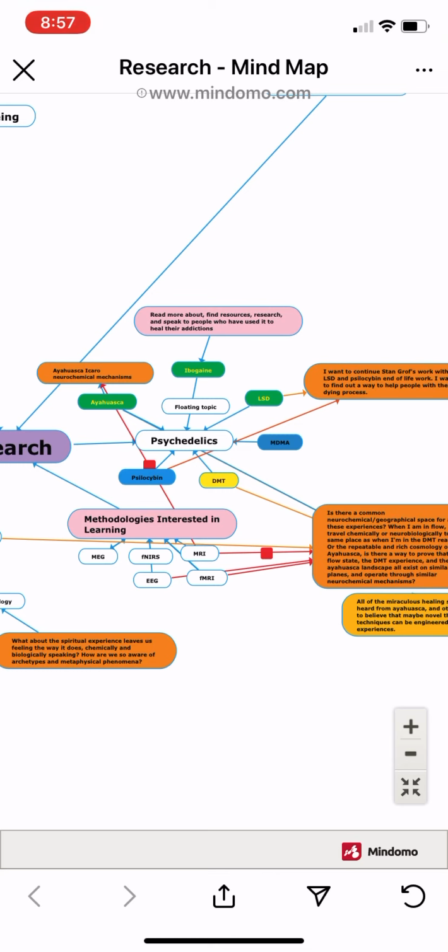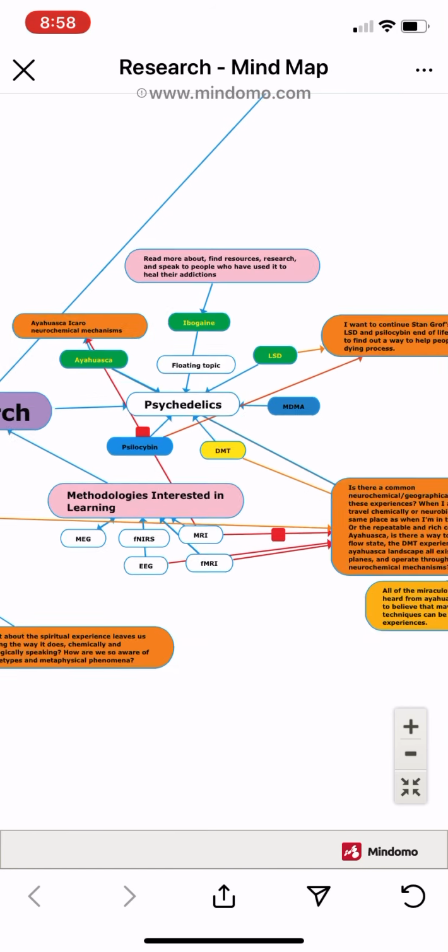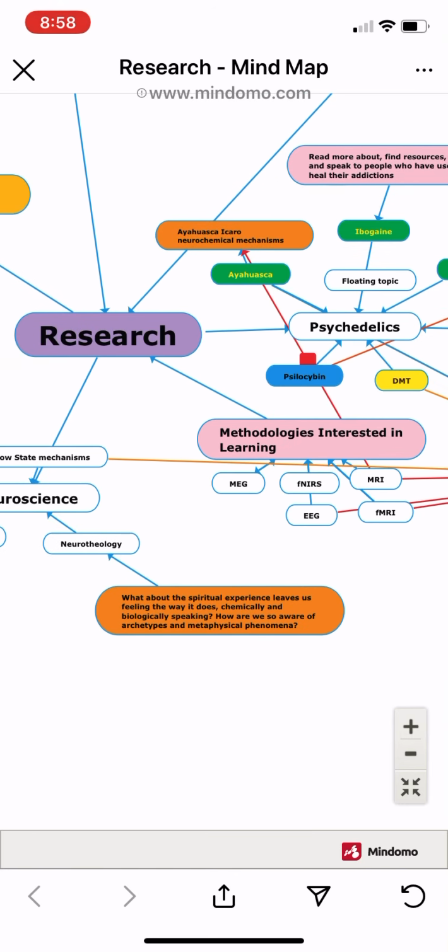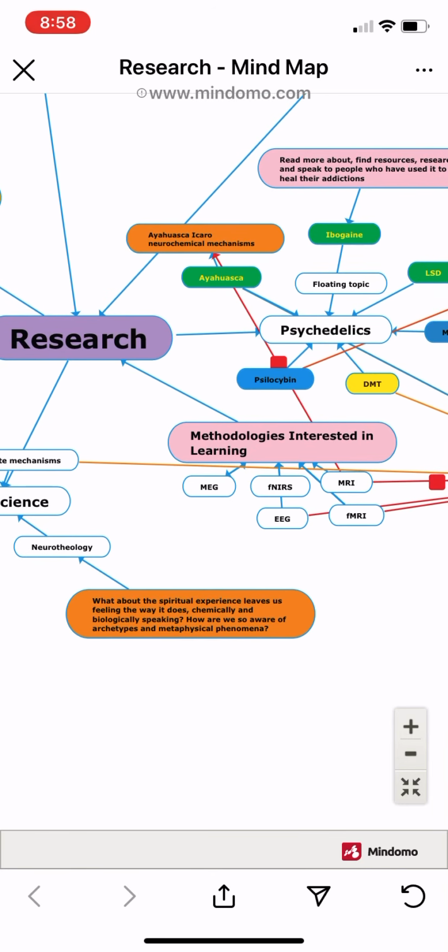So, and then of course, here's methodologies that I'm interested in learning how to do. I am kind of interested in brain scan technologies and maybe developing something that is not as expensive as an MRI, but is as useful at imaging.